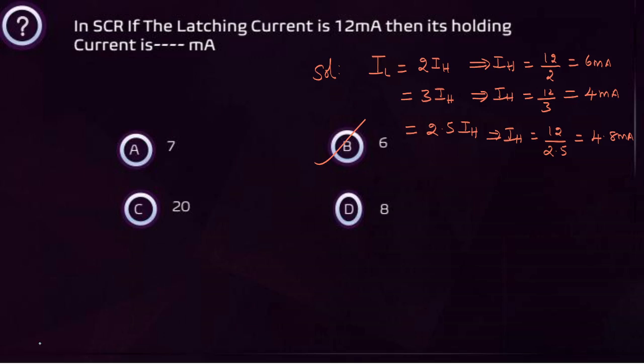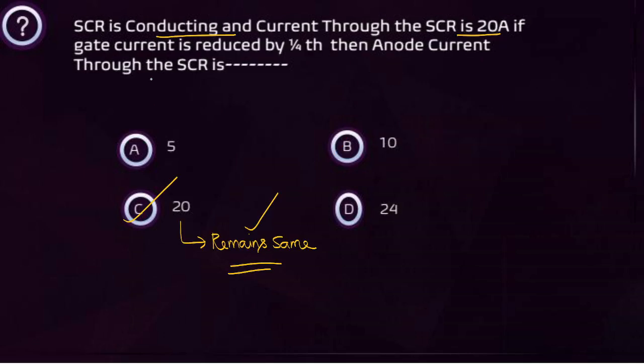Here it is asking what the holding current is. The latching current is given, and it is asking for the holding current. This is important. The SCR is conducting and the current through the SCR is 20 ampere. If the gate current is reduced by 1 by 4, what is the anode current of the SCR? Point to remember, students: when the SCR is turned on, the gate loses its control over the SCR.